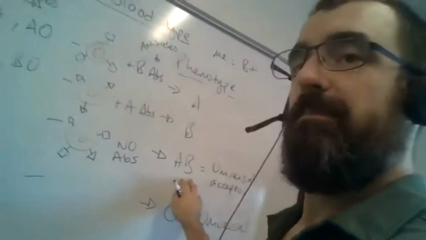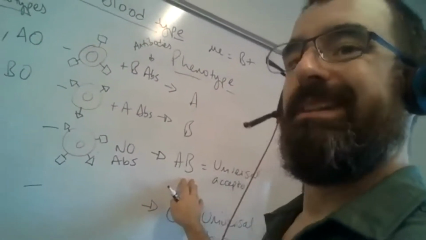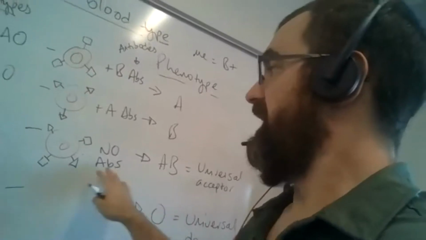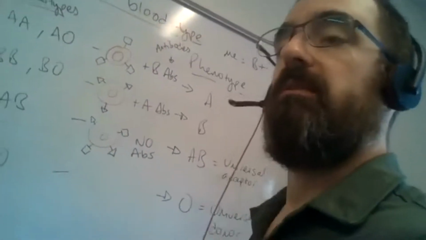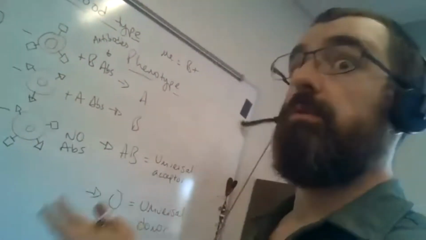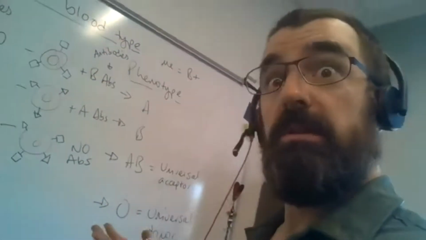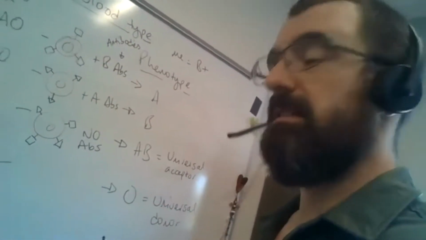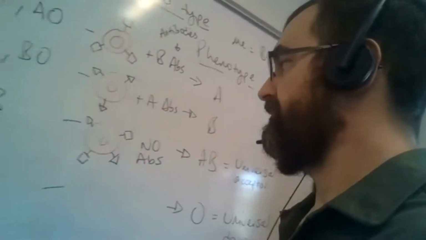So that's why people who are type AB are universal acceptors, right? They have no antibodies to either of those antigens, so it doesn't matter whose blood you put in them, they'll be totally fine. They won't reject it or have issues.